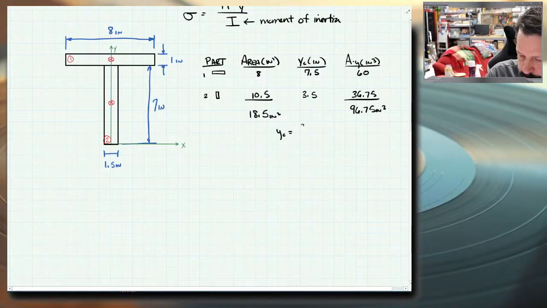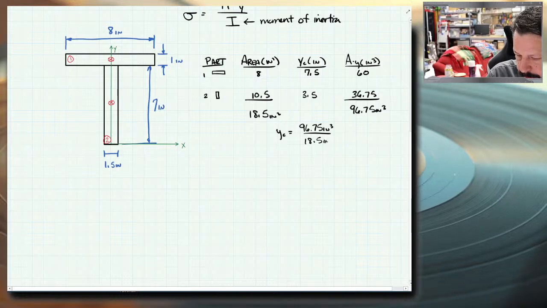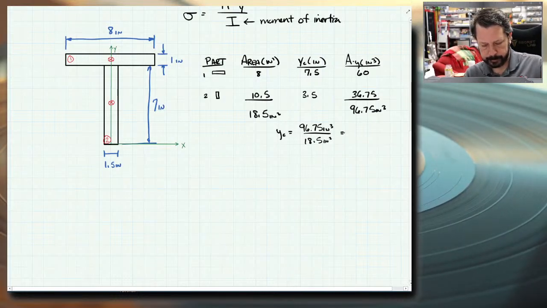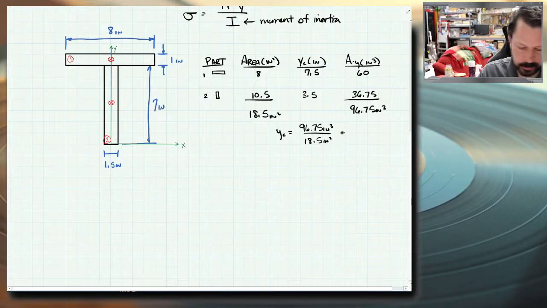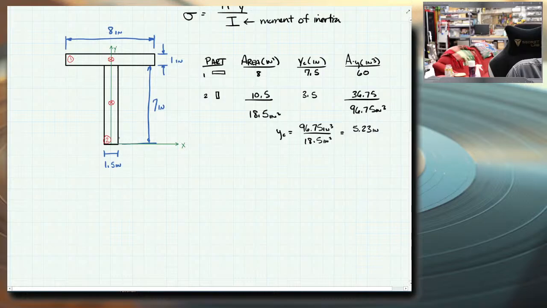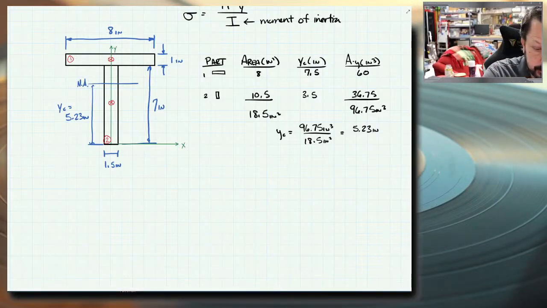Y sub c equals 96.75 inches cubed divided by 18.5 inches squared is, let's see, 5.23. So that tells us that if we go up 1, 2, 3, 4, 5.23, so right in here, y sub c equals 5.23 inches. That is the neutral axis. So we know that the centroid for this whole shape is right there.